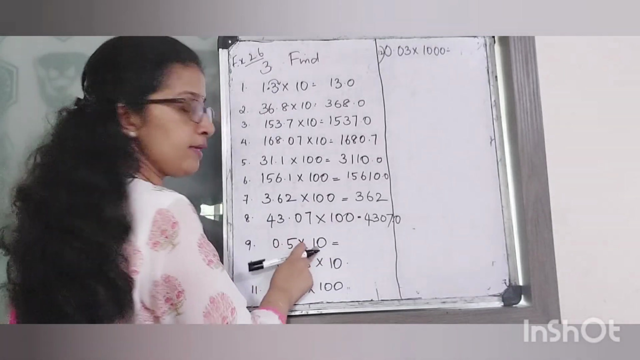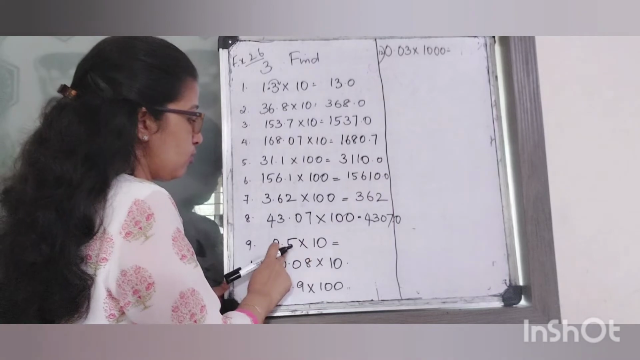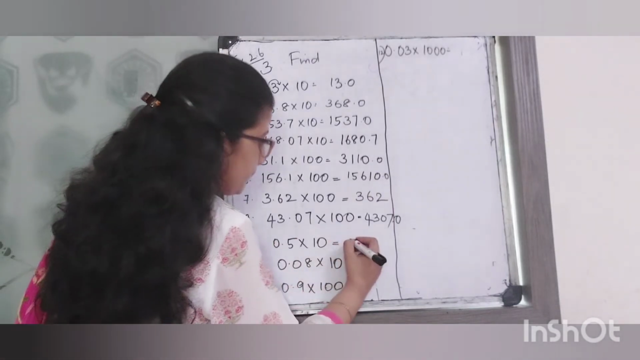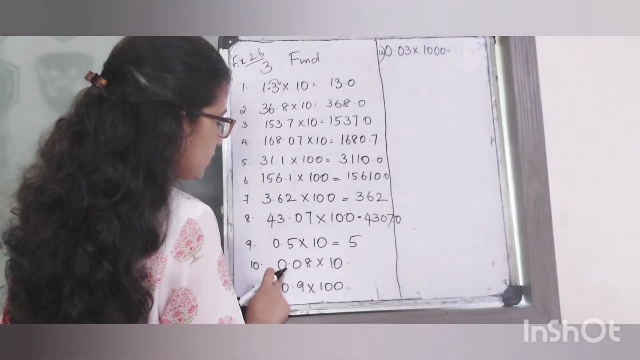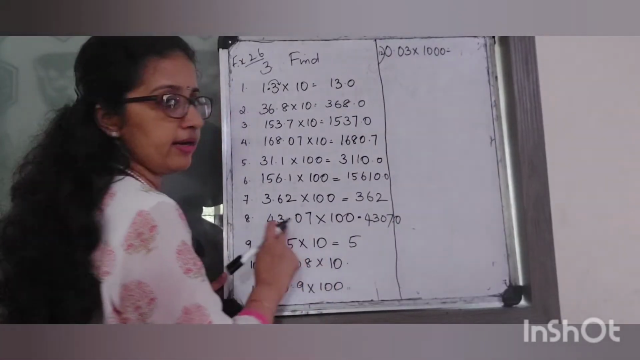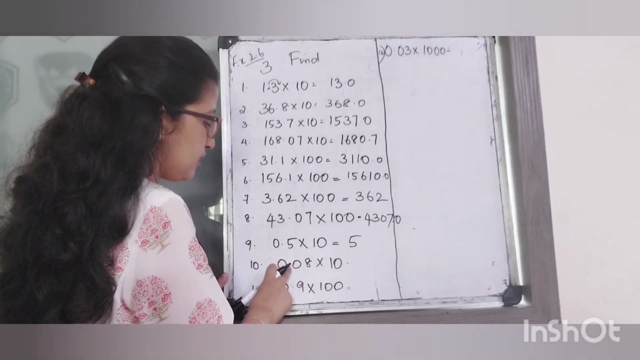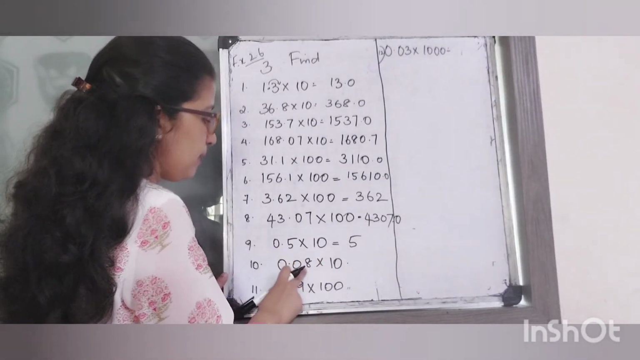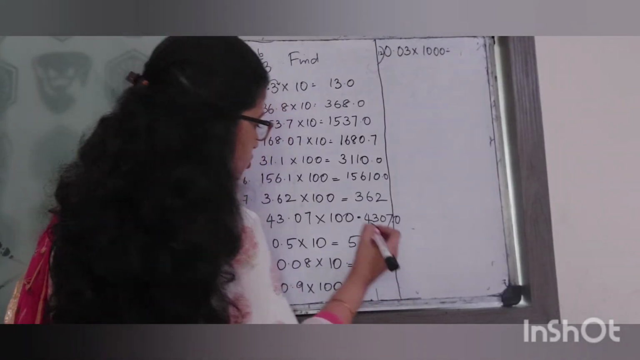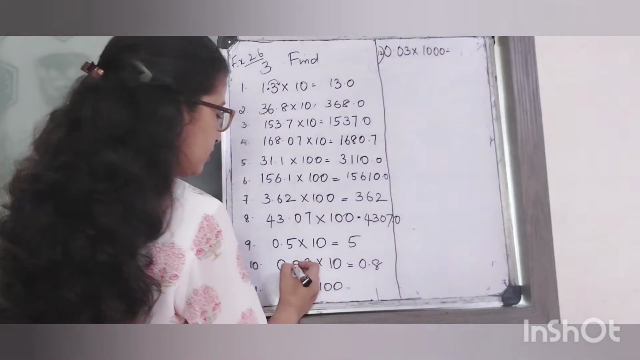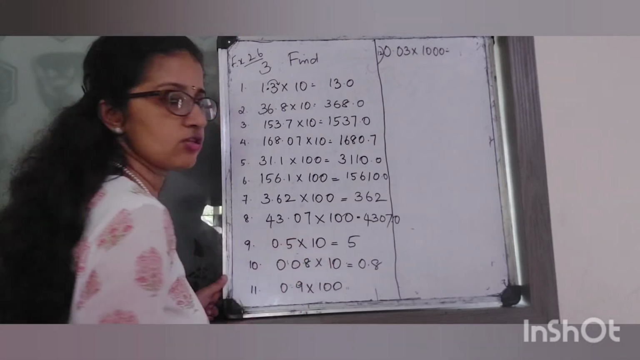Okay, now the next question is 0.5 into 10. If you are multiplying by 10, how many digits should we shift? One digit. So 0.5 will become 5. Clear? Now the next question is 0.08 into 10. If you are multiplying by 10, we have to shift the decimal point one place to the right. So the answer will be 0.8. This decimal point will go here.